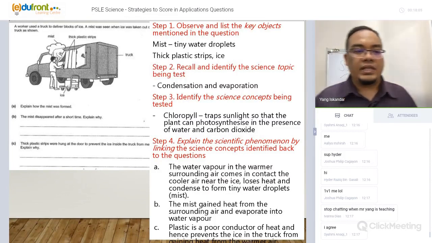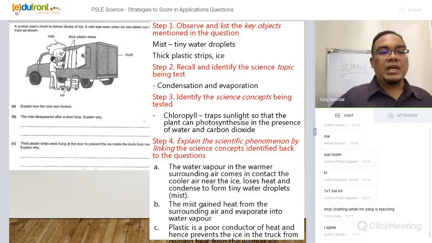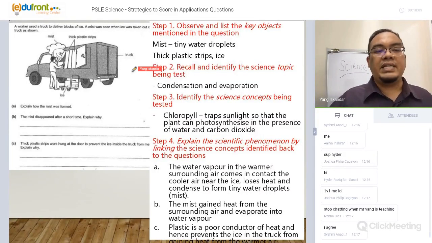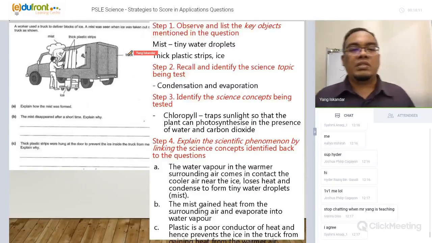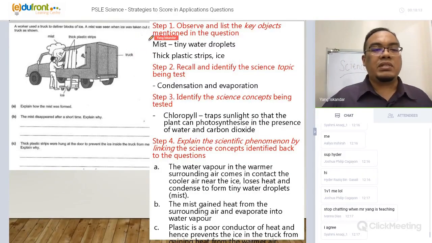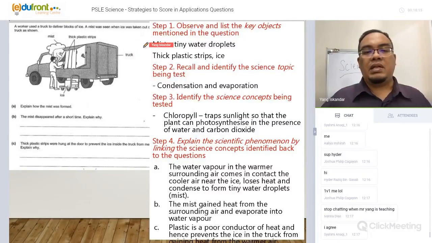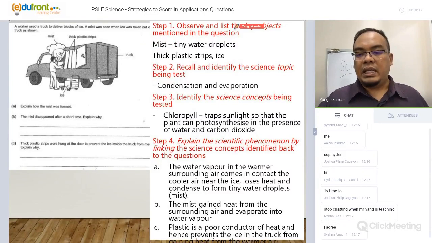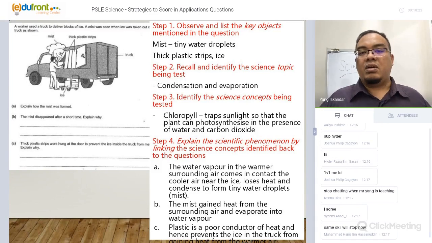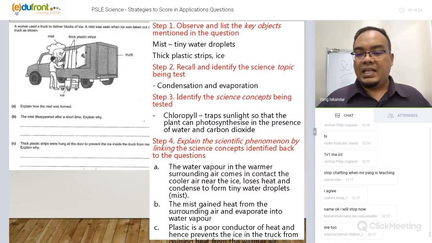Let's take a look at this question. A worker used a truck to deliver blocks of ice. A mist was seen when the ice was taken out of the truck as shown below. Now let's recall, what are mists? Is mist a gas or is it a liquid?